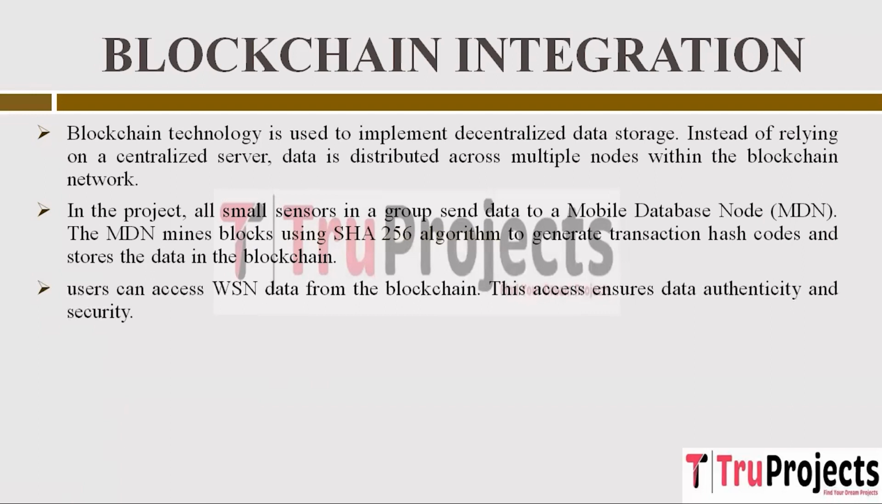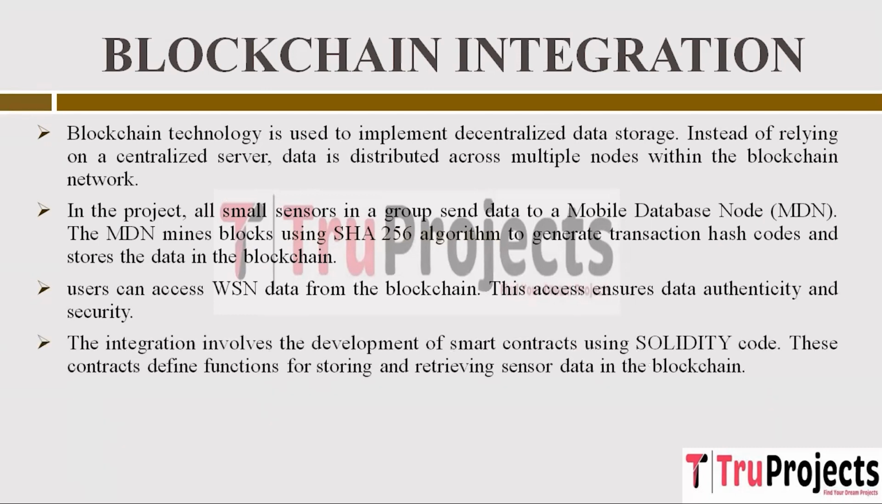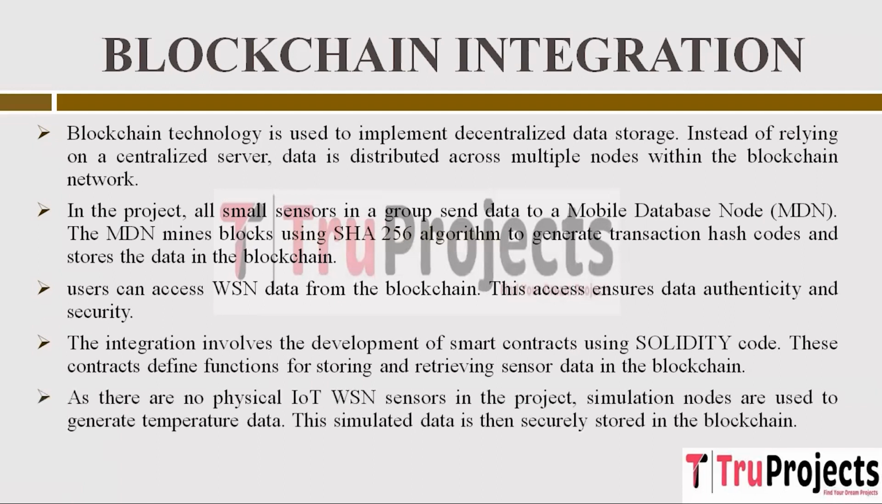Users are granted secure access to wireless sensor network WSN data stored in the blockchain. This access guarantees data authenticity and security, allowing users to retrieve and interact with the data confidently. Smart contracts written in Solidity code manage data within the blockchain. They define how data is stored and retrieved, ensuring consistent and secure operations. Due to the absence of physical Internet of Things sensors, simulation nodes are used to generate simulated temperature data. This data mimics real sensor readings and is securely stored in the blockchain, allowing for testing and validation of the security system.